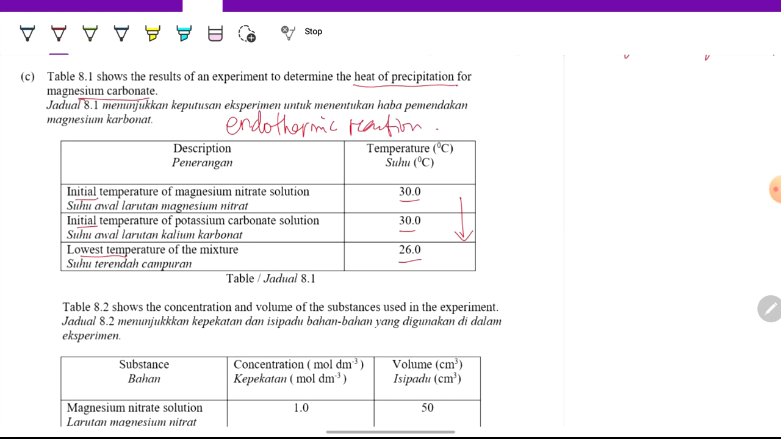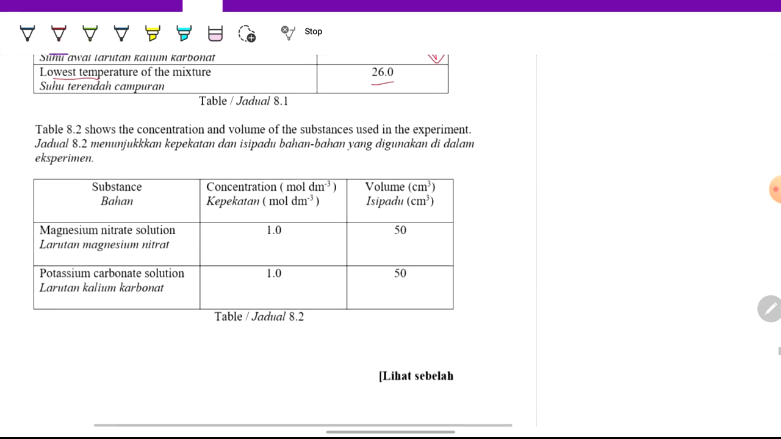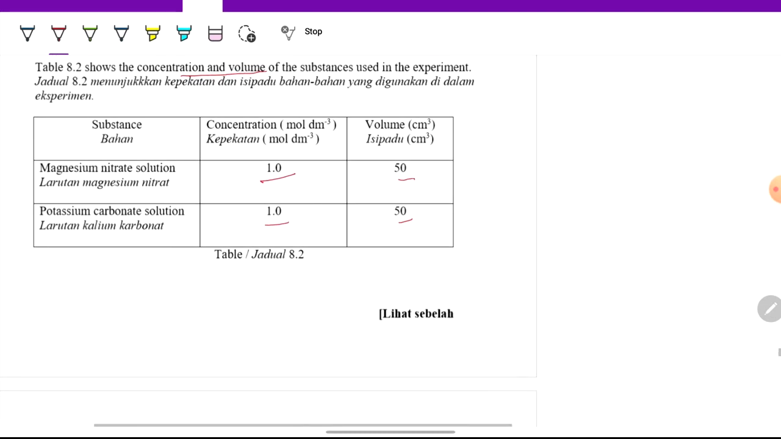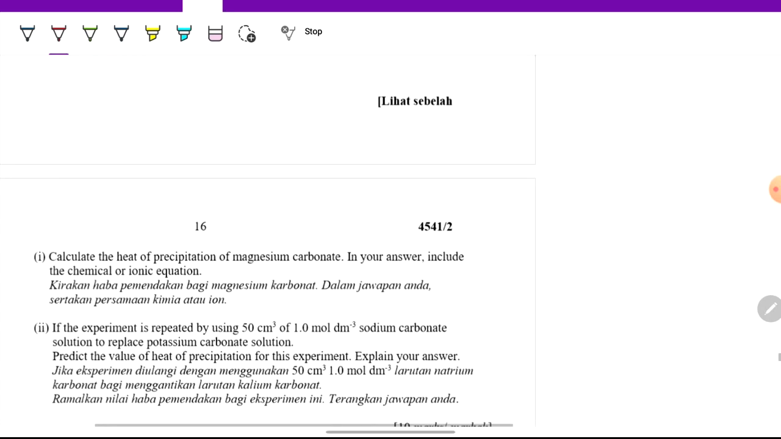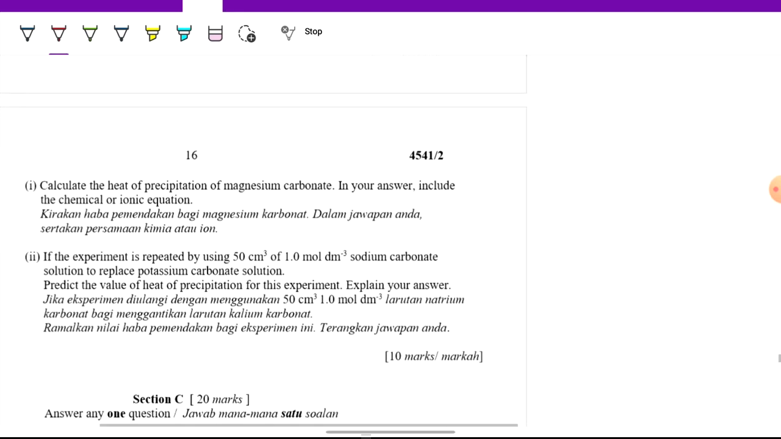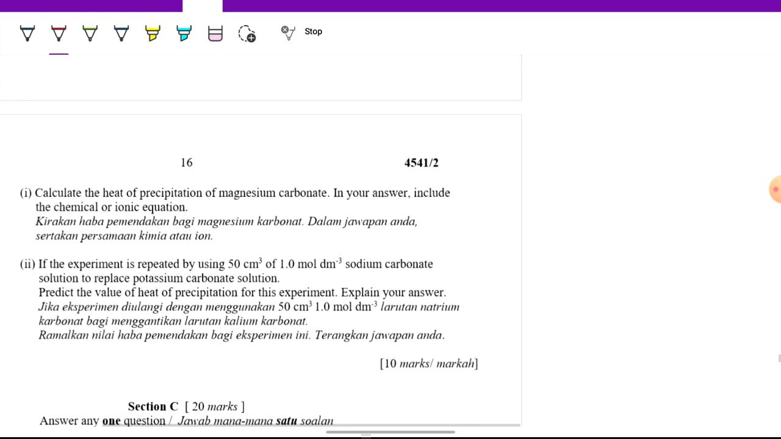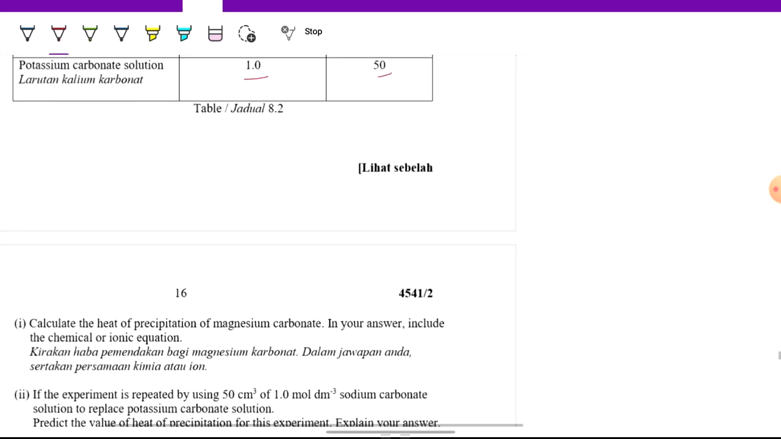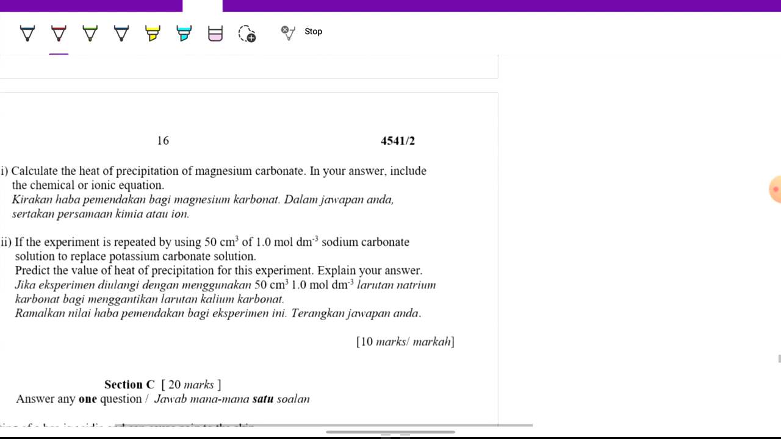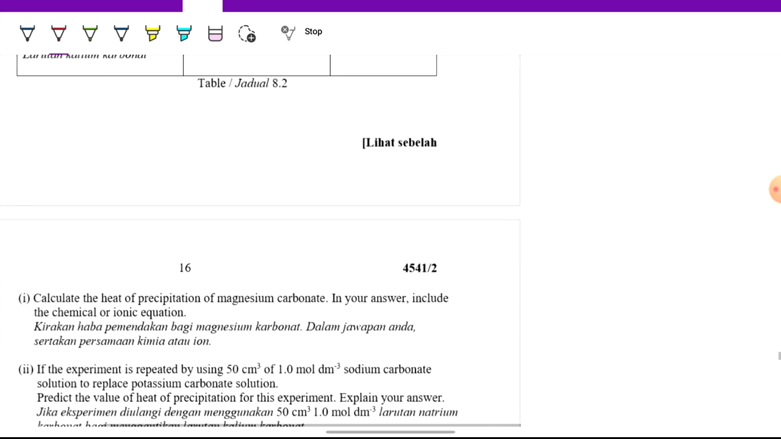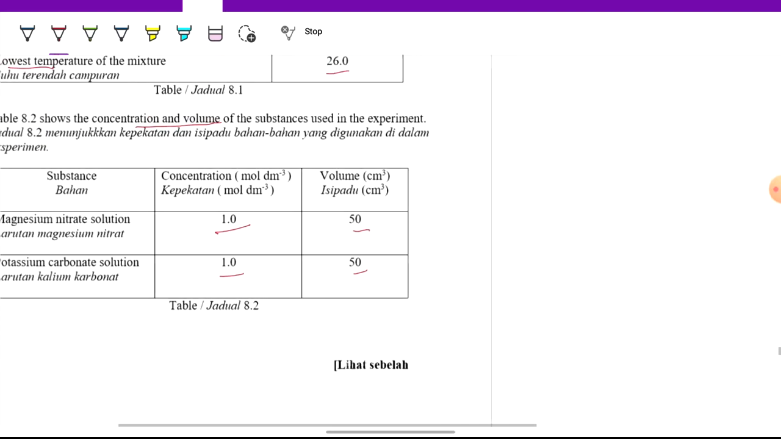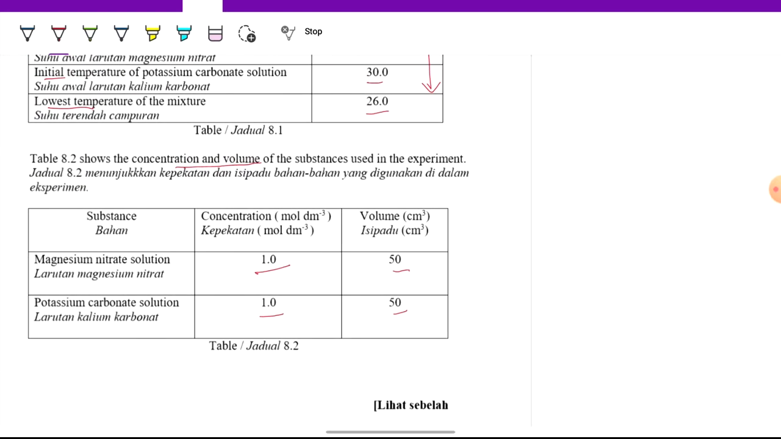Okay, endothermic reaction. The table shows the concentration and the volume of the substance. The concentration is the same, the volume is the same. Calculate the heat of precipitation. In your answer, include the chemical or ionic equation. First, we can write the chemical equation.